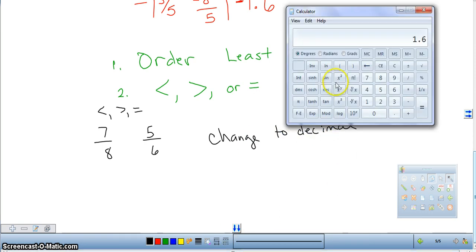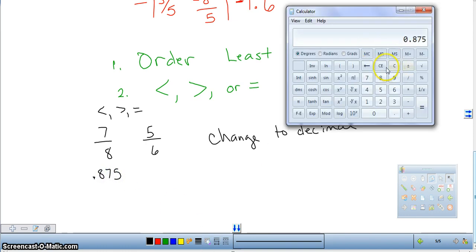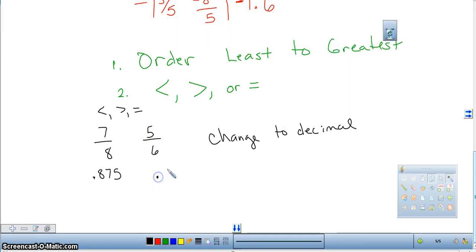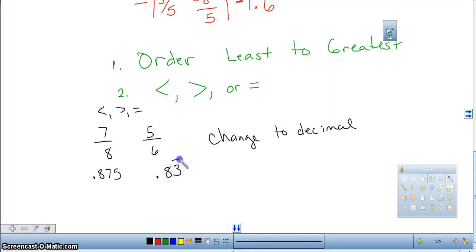All right, so 7 over 8, 7 divided by 8 is 0.875. And then the other one, this one here, is 5 divided by 6. You get 0.83 repeating with the line. Okay? So which one is bigger? Well, they both have 0.8, but this one has a 7 next. So since this one has a 7 next, this one is greater.